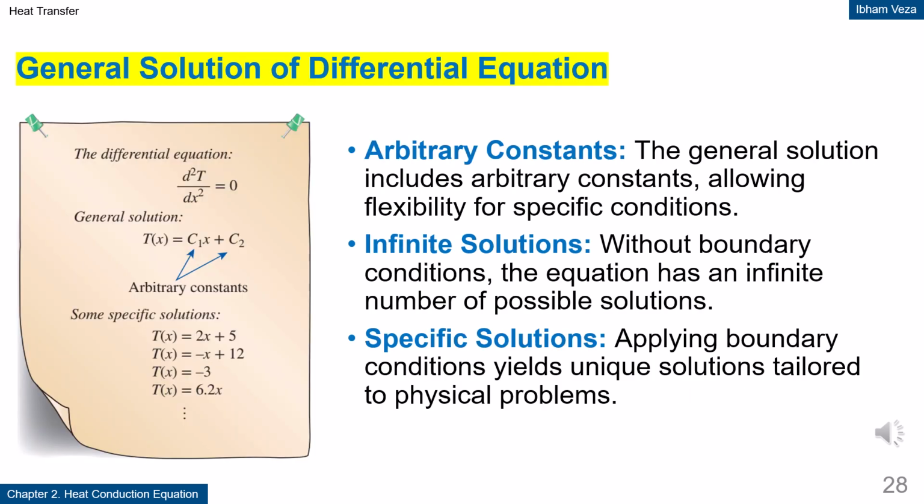The general solution of a differential equation always contains arbitrary constants. Without boundary conditions, there are infinitely many possible solutions. Boundary conditions are required to select the solution that matches the physical problem. Each heat conduction problem has its own unique boundary conditions. Therefore, a specific solution is obtained from the general solution.